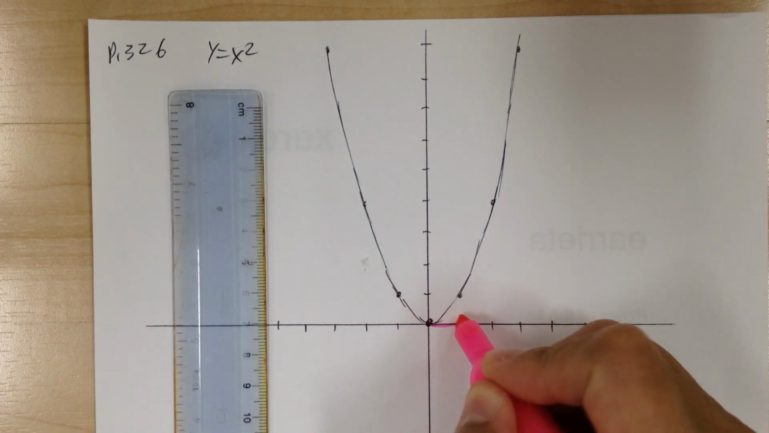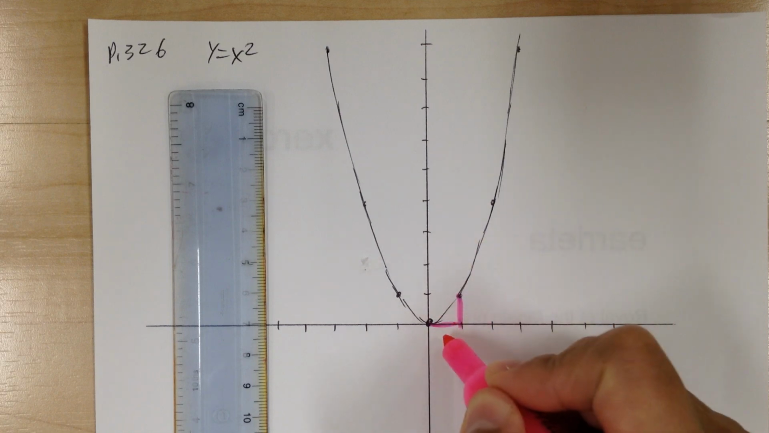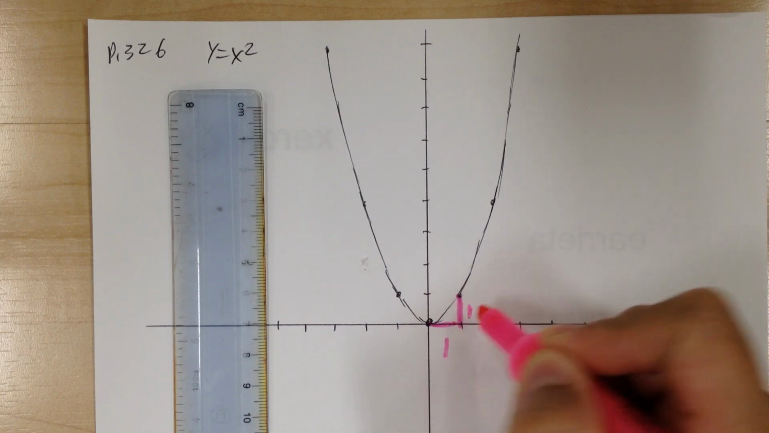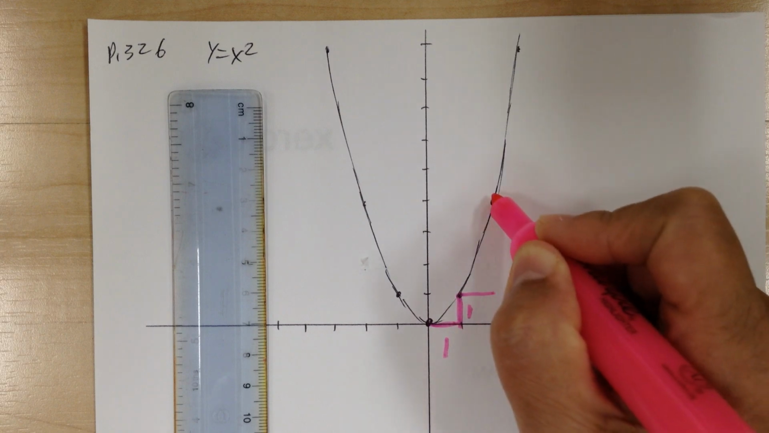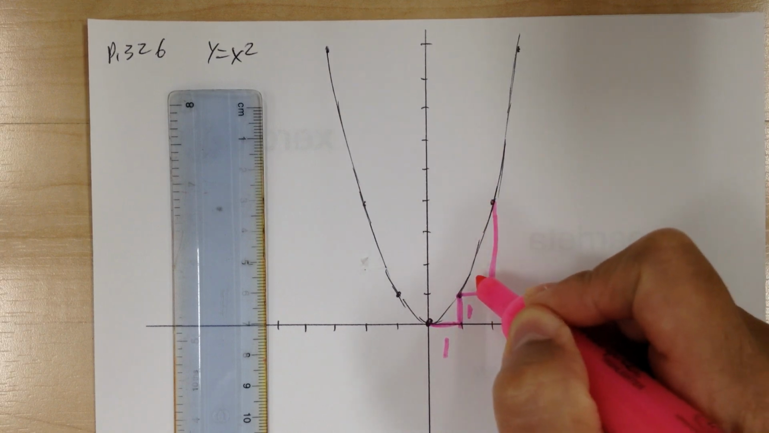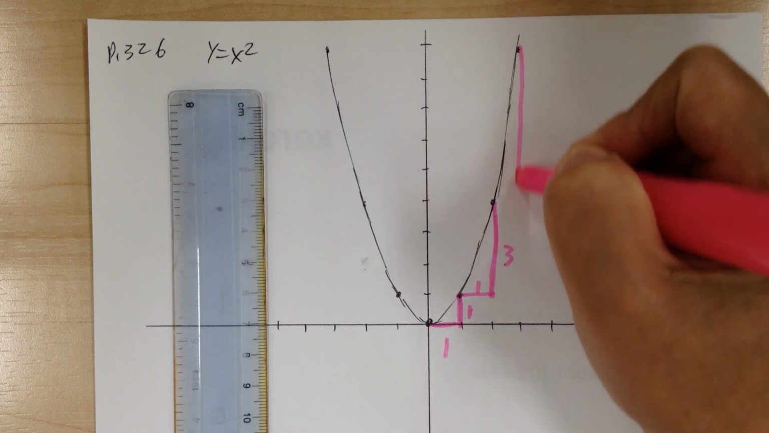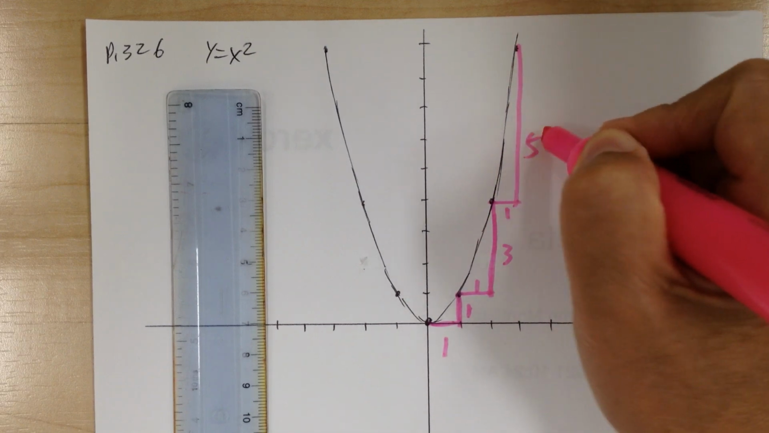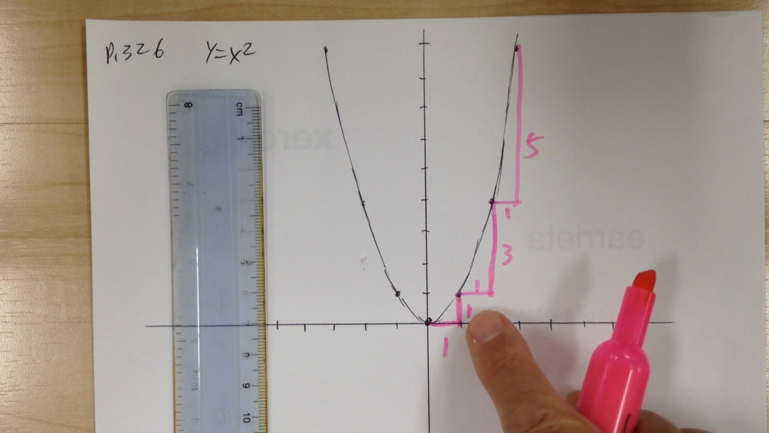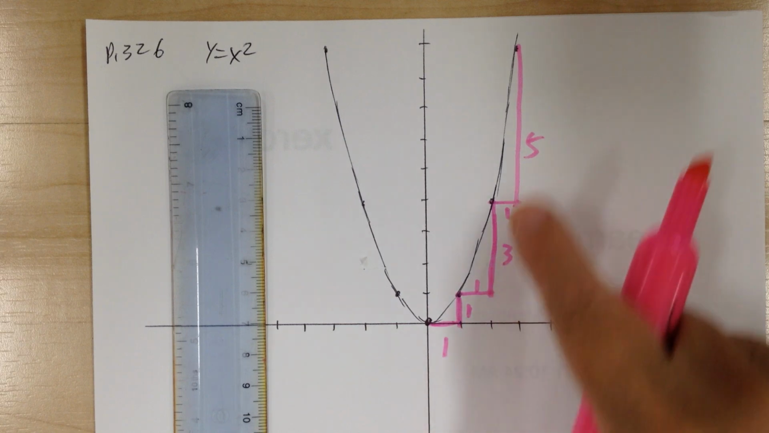Notice that when you go over 1, this is 1. Now notice the next part, when you go over 1, you're going to get 3. The next part you go over is 1 and 5. So you notice the pattern. The part that you have to go up is 1, 3, 5.